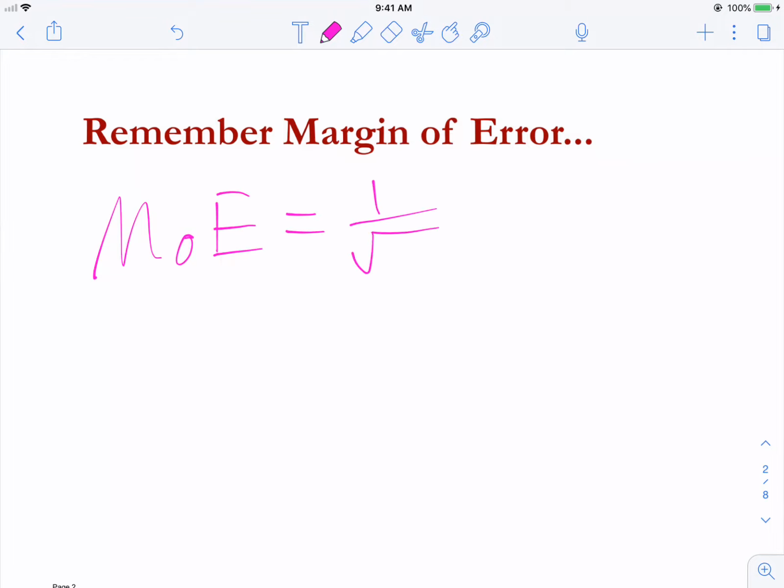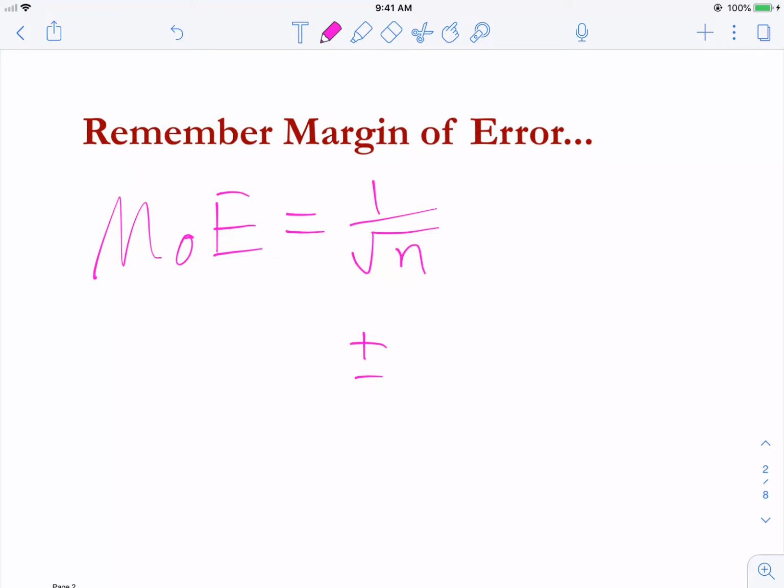If you recall, we said the equation for margin of error is 1 divided by the square root of n, where n is the sample size. So you know that the bigger the sample size, the better that sample is at estimating that true proportion. Okay, a margin of error goes a little bit above and a little bit below.